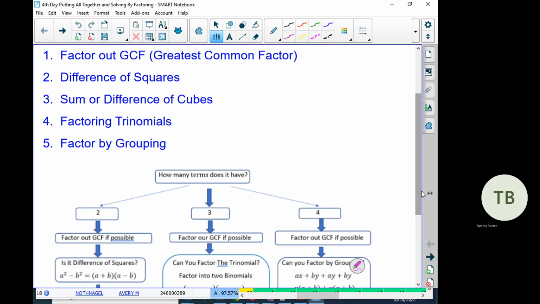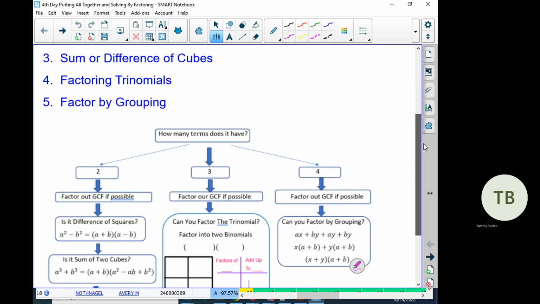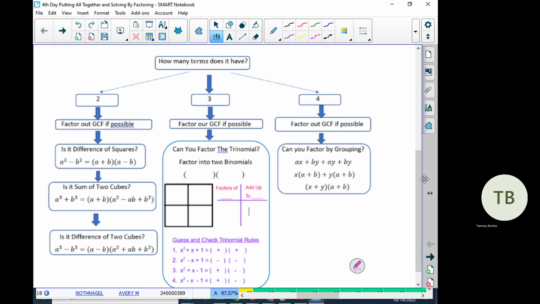In all of the types, you have to factor out the greatest common factor if there is one. Regardless of how many terms there are, you always check for that. And then you check if there's a difference of squares. I wrote this yesterday: with difference of squares, it could be x to the second, x to the fourth, x to the sixth. I think that's as high as I would go on that.